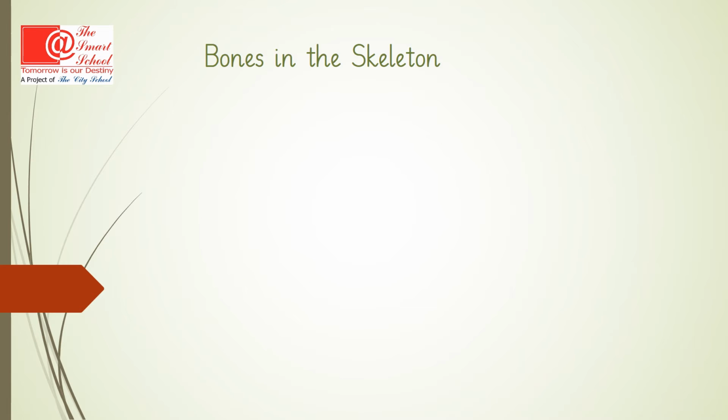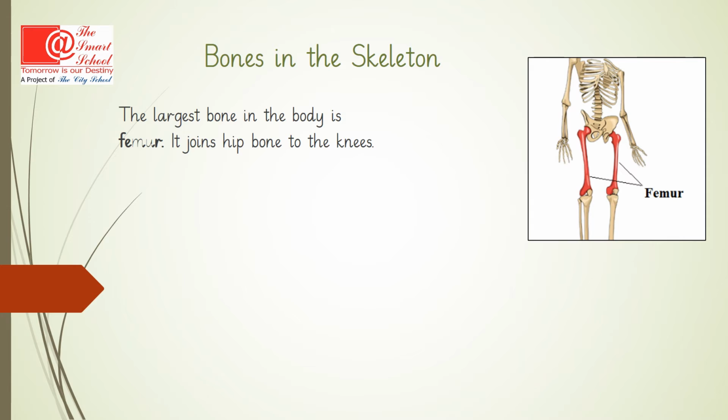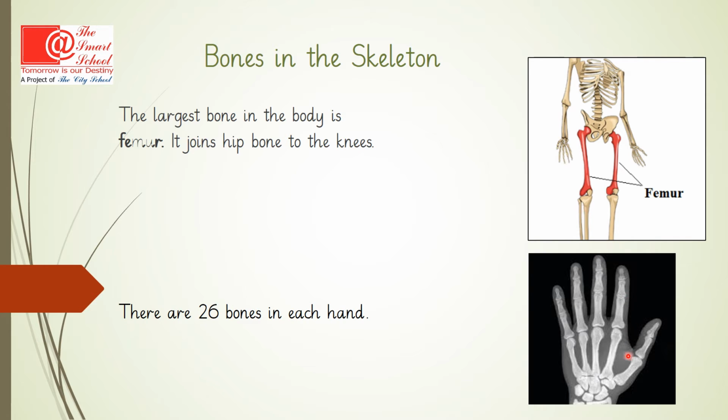Bones in the skeleton. The largest bone in the body is femur. It joins hip bone to the knees. The bones in the red here in the both legs are femur. They join the hip bones to the knees. Our hands have 26 bones each.